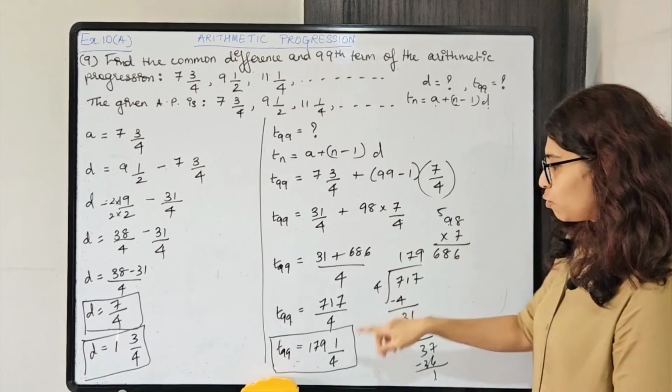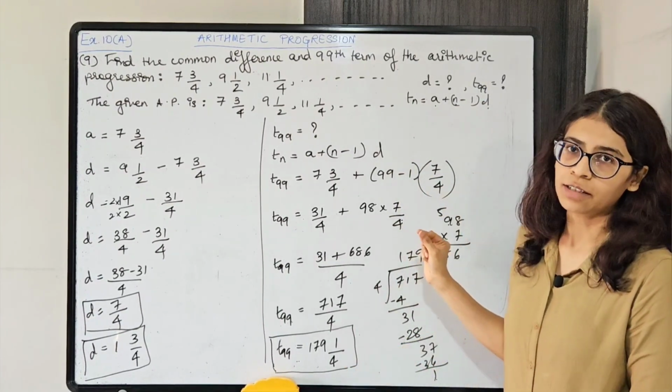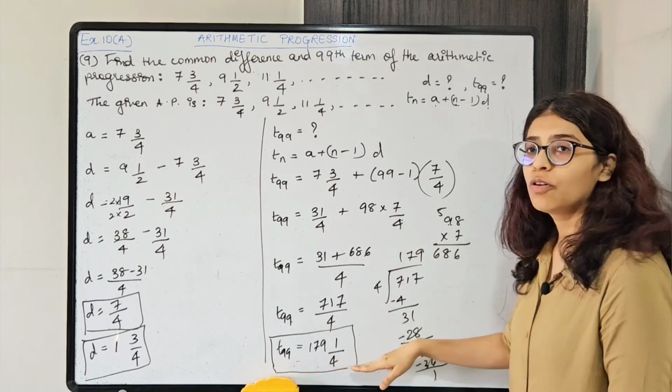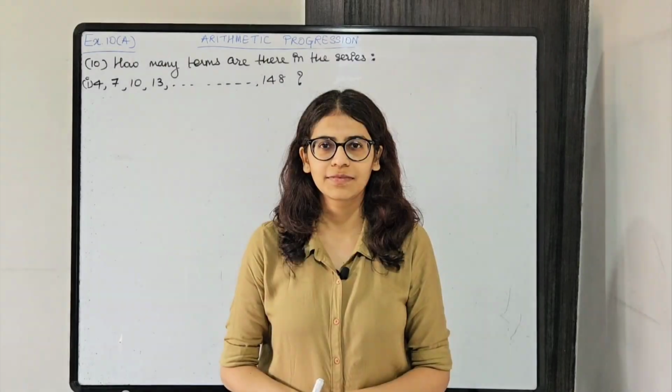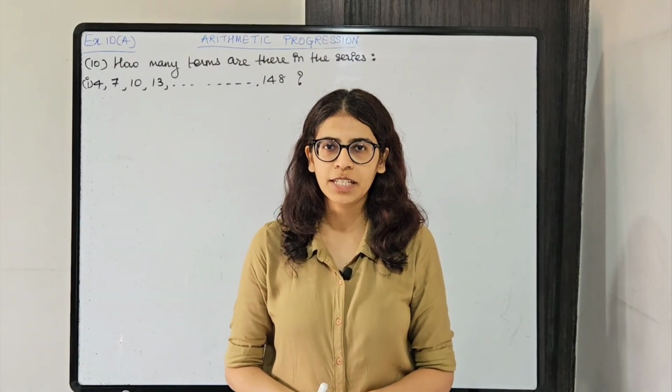All right, so box कर दो. Final statement लिखना मत भूलना. The 99th term of the AP is 179 and 1/4. Moving on to next question, question number 10.